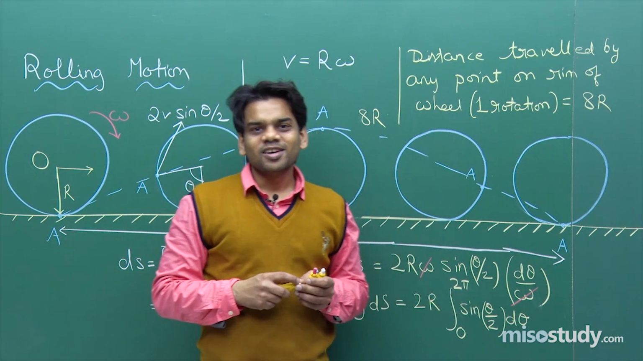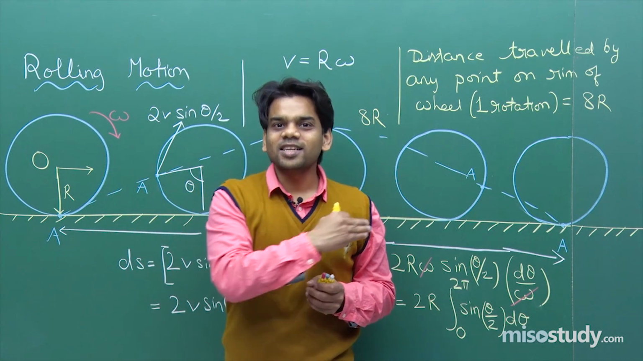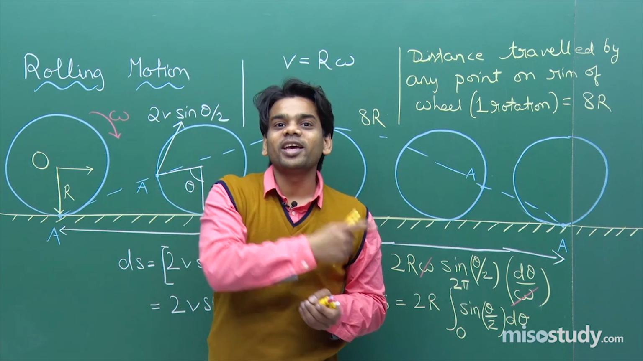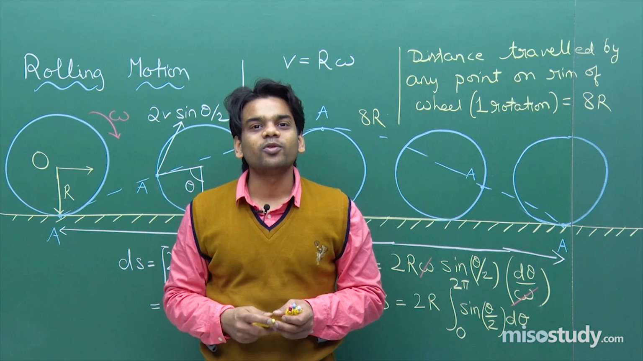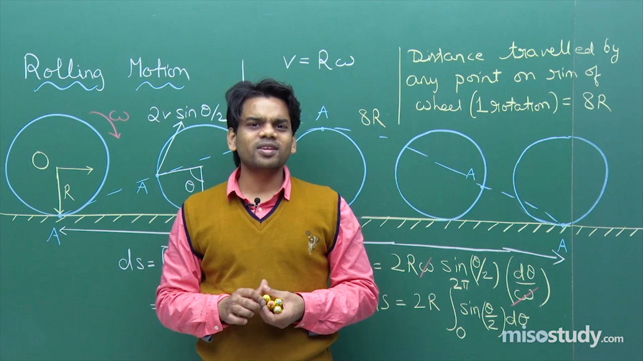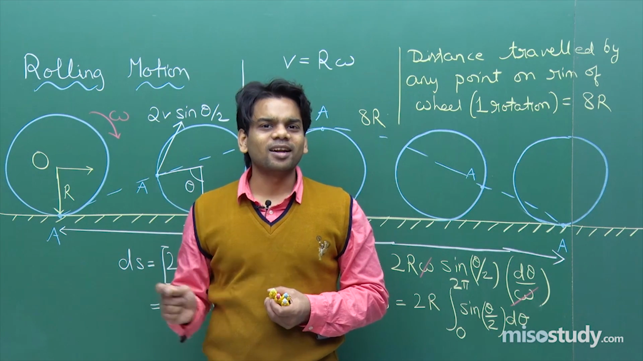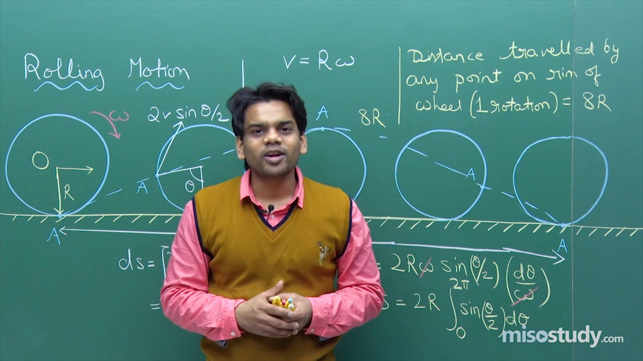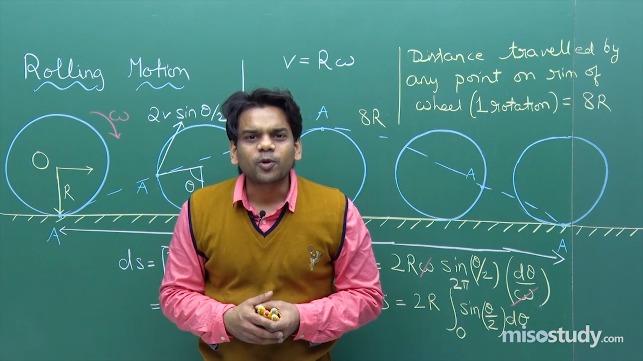So we learn two things. First of all, the linear distance traveled by the center of mass will be 2 pi r, and the distance traveled by any particle lying on the rim of the wheel will be equal to 8r. Do remember this result, because in objective questions you can directly answer them. If the question is directly put up, what is the distance traveled by any particle or any point lying on the rim of the wheel, that will be equal to 8r.